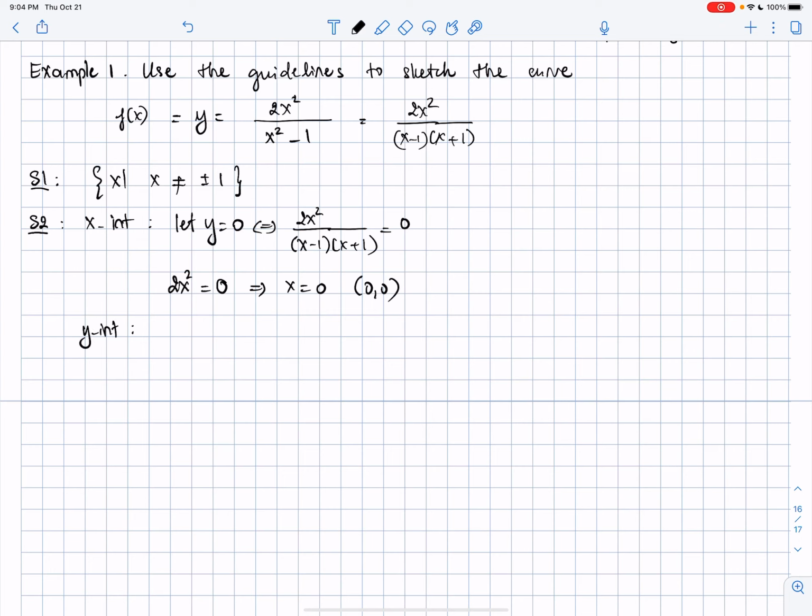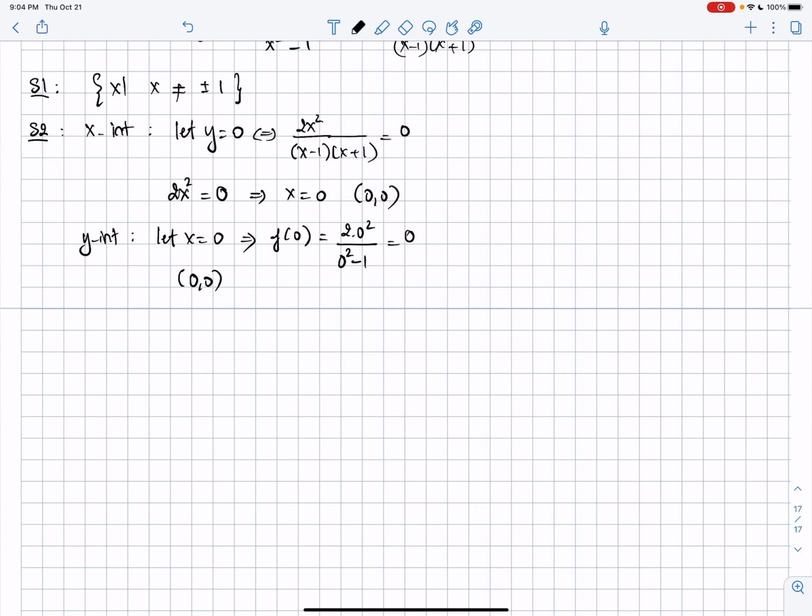To find the y-intercept, we let x equal 0. Then we plug 0 into the function, and we get 2 times 0 squared, and the bottom is 0 minus 1. We get the answer 0. So the y-intercept is also 0.